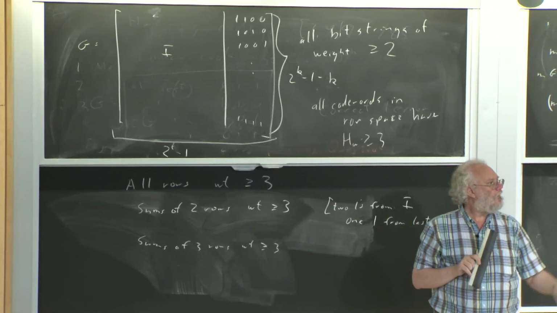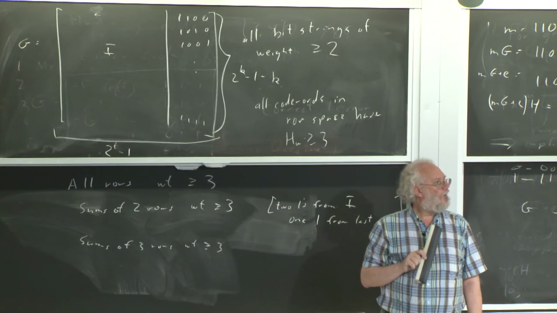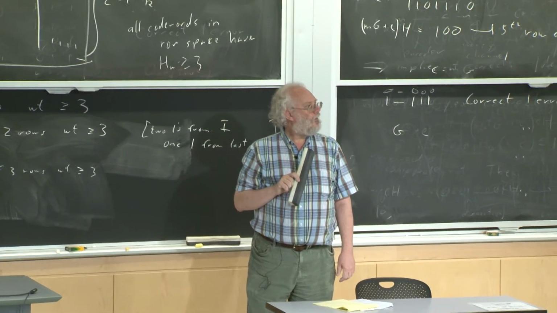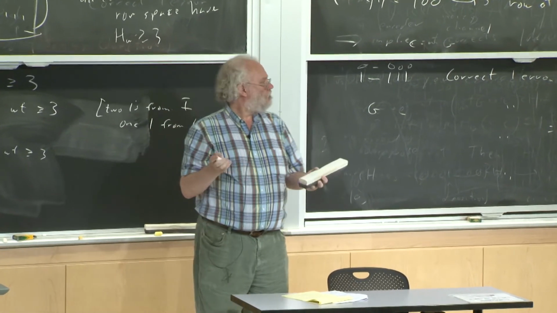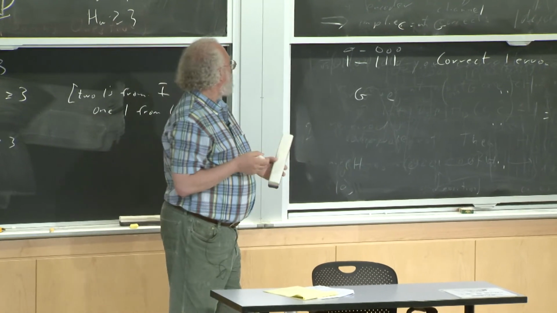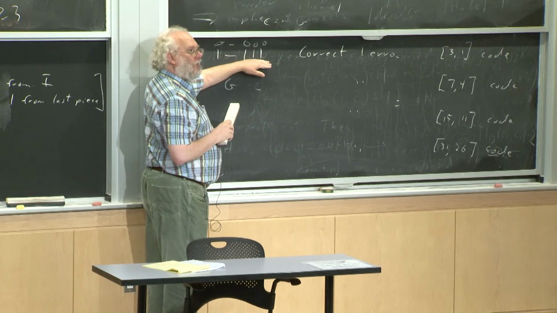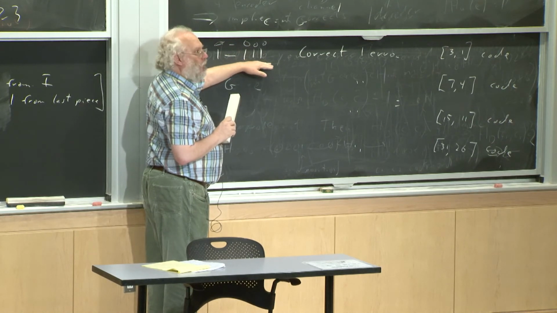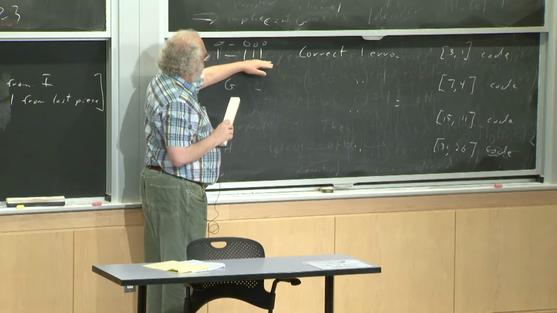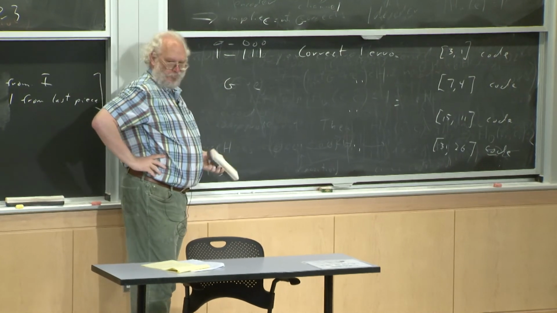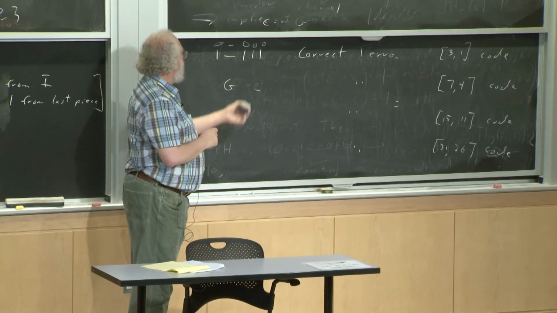So the statement that the weight has to be greater than or equal to 3 to correct one error is valid for all linear codes? All linear codes. What about the 3-1 code? Yeah, the weight's greater than or equal to 3, but because 0 is mapped to 0, 0, 0. Yeah, all non-zero code words. Oh, right, okay. All non-zero code words have to have weight greater than or equal to 3. So that corrects one error.